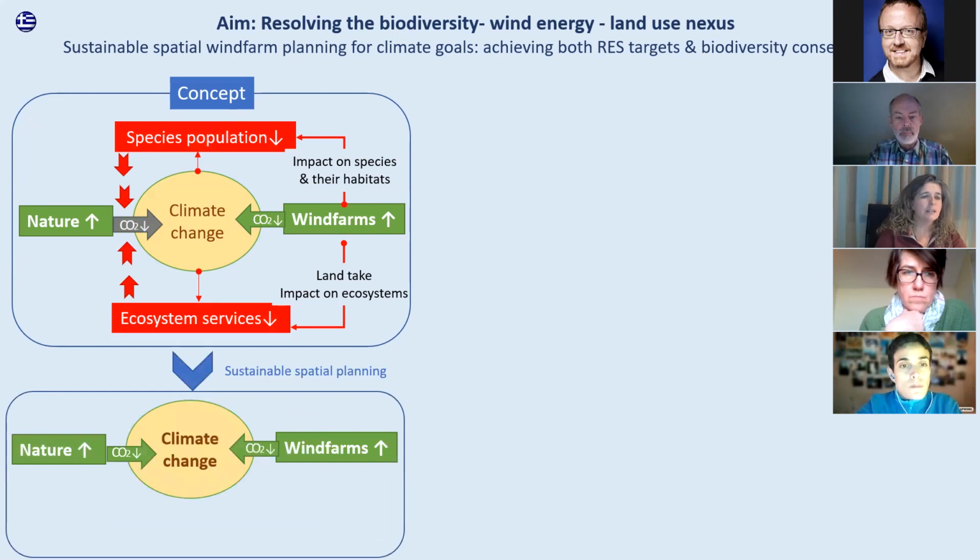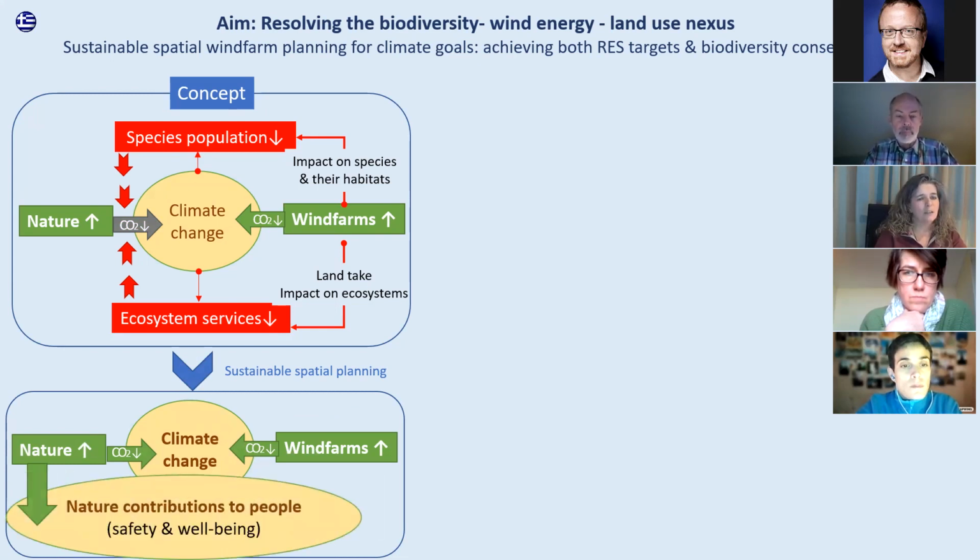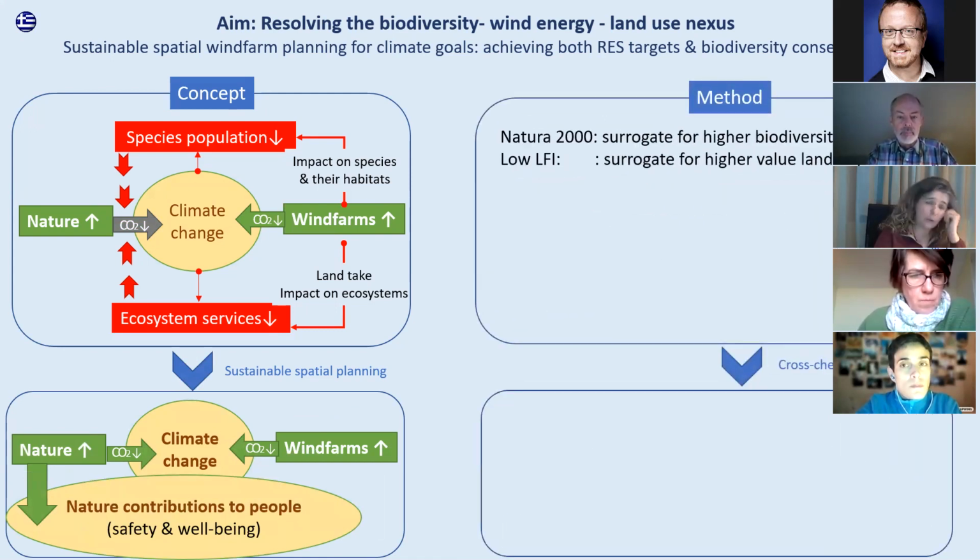So the idea is that we have to find a way to have both, in a way that it is balanced, so that nature's contribution to people continues for our safety and well-being. In our case, we try to have this methodology. First, we have considered the Natura 2000 network as a surrogate for higher biodiversity values.